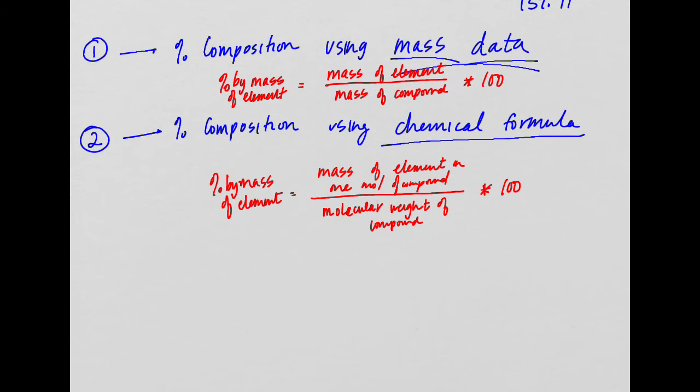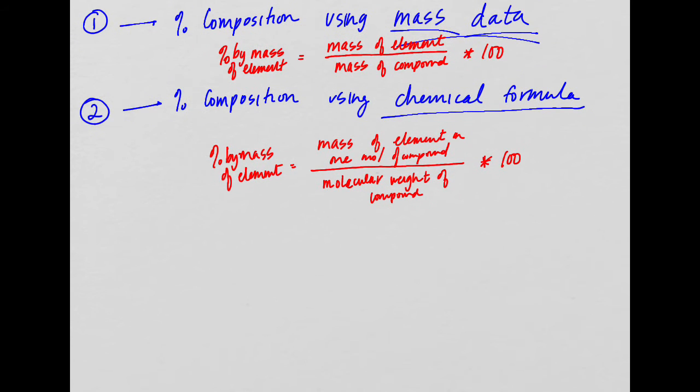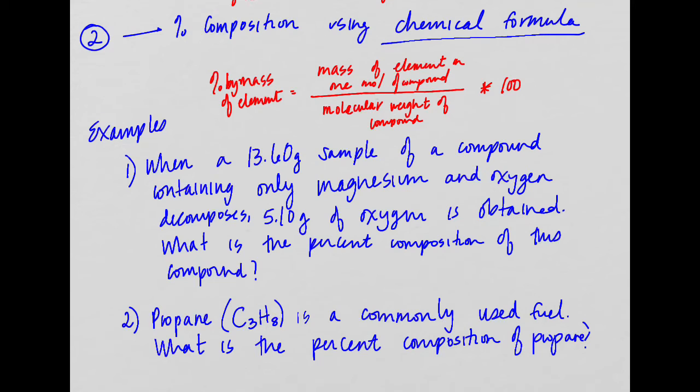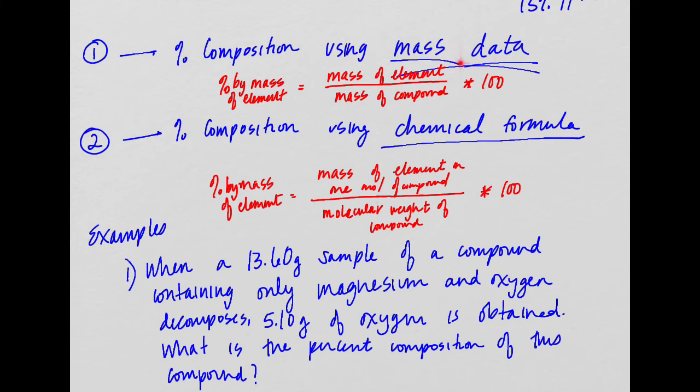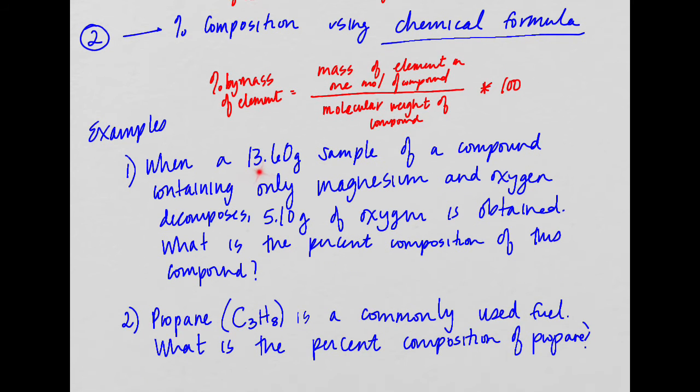Okay, so maybe that looks a little confusing. We're going to do some examples with both of these. Don't you fear. So let's look at some example problems. Okay, so here are the two examples. So the first one says, when 13.6 grams of a sample of a compound containing only magnesium and oxygen decompose, 5.10 grams of oxygen are obtained. What is the percent composition of this compound? This is an example of composition using mass data. We're only given masses here, right?